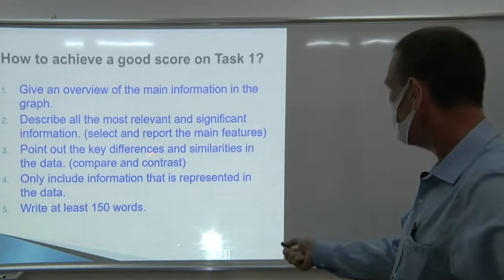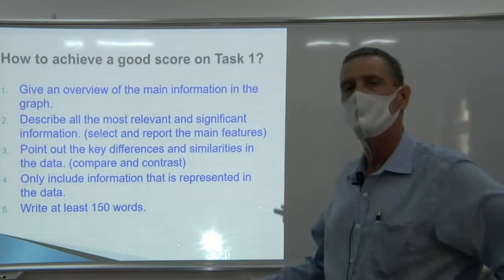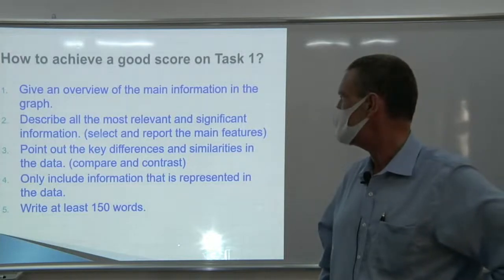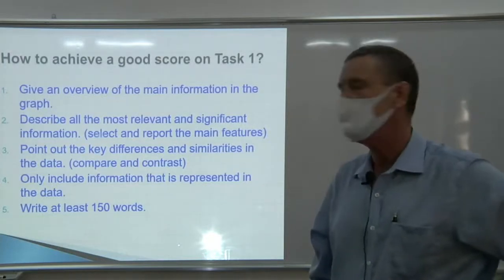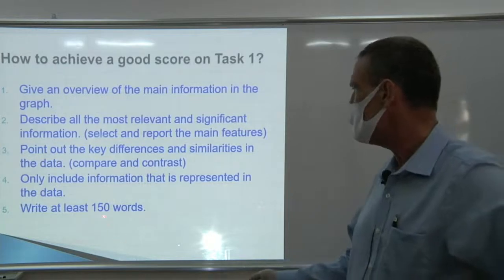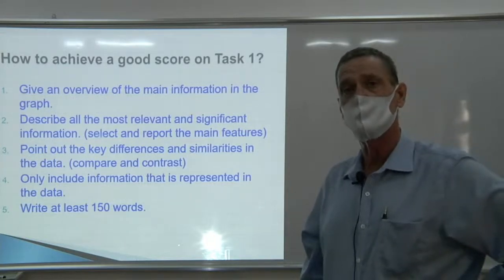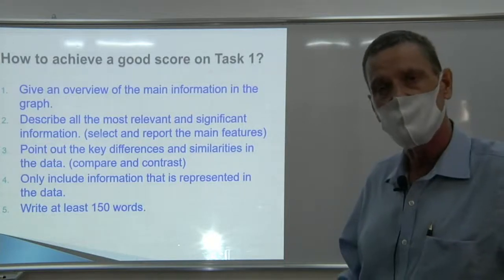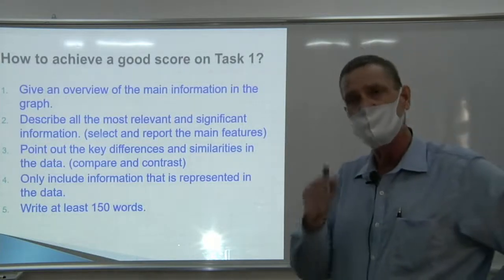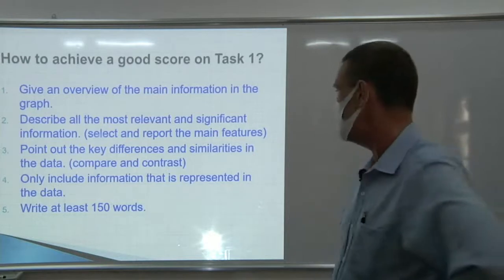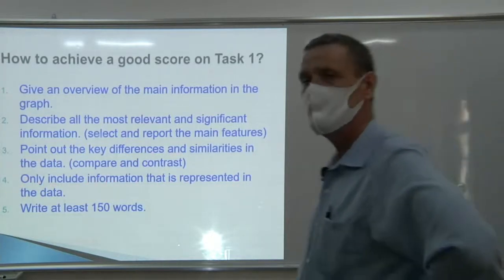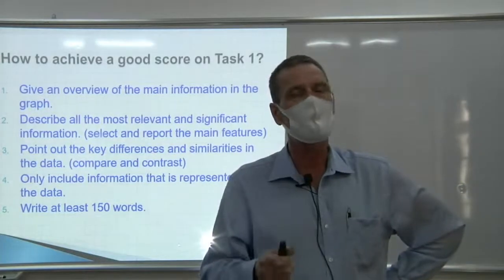Point out the key differences and similarities in the data. And we'll be talking more about this as we finish up the course this year. You have to pick out the important information. 150 words, that's not a lot of words. So you want to make sure that you're talking about the most important information, and we're not writing about insignificant or unimportant information. Only include information that is represented in the data. We do not give our opinions here.